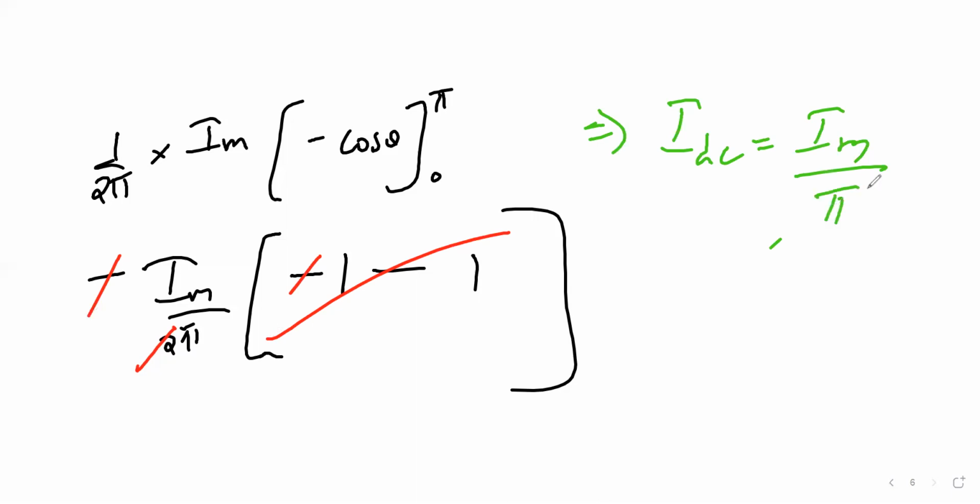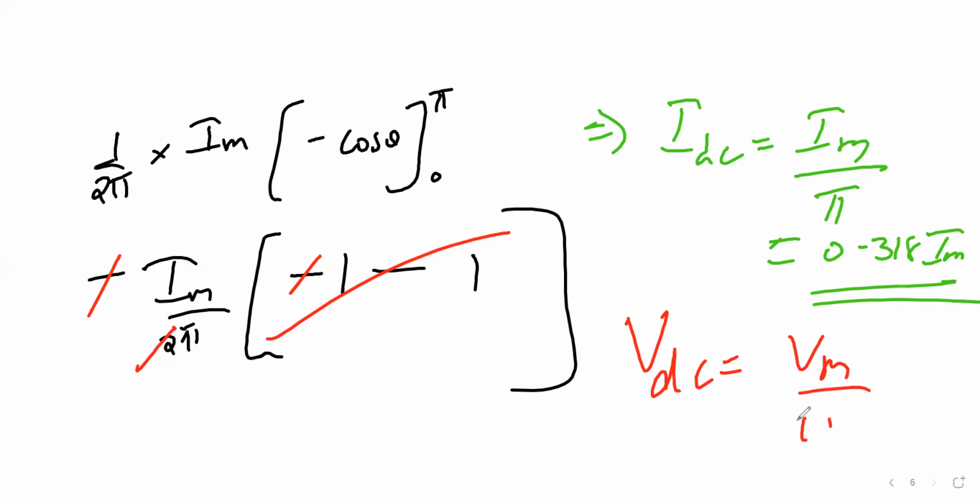This 1 by pi value is 0.318, and you can use a calculator for getting this, or else you can put Im by pi itself, not a problem. Similarly, the same derivation gives VDC equal to Vm by pi. You need not show it in the examination. The process is the same for both for a half wave rectifier.